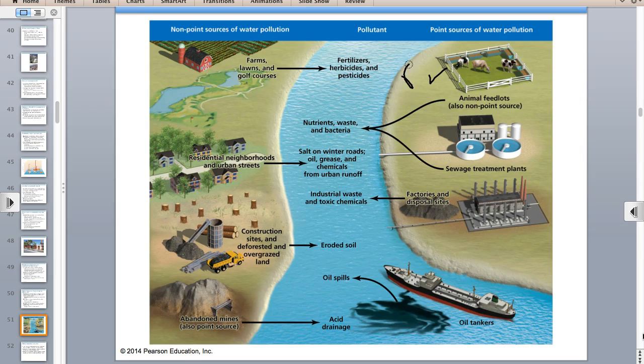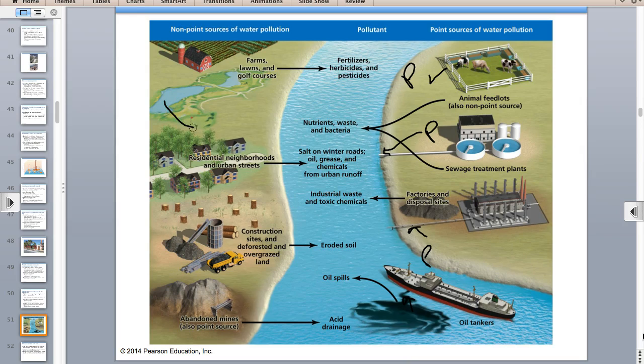So I'm going to put a P for point. I can point to a discharge pipe on a factory. I can point to water that was used for cooling at the plant. I can point to this pipe. I can point to this oil spill with one finger. I can point to all those things.